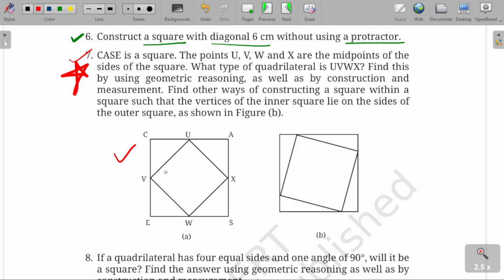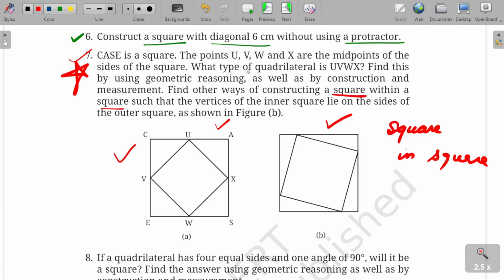Find other ways of constructing a square within a square such that the vertices of the inner square lie on the sides of the outer square. Like this is one way, this is another way as shown in figure B. You need to show how we can construct a square within a square, right? They are asking for square in square only.